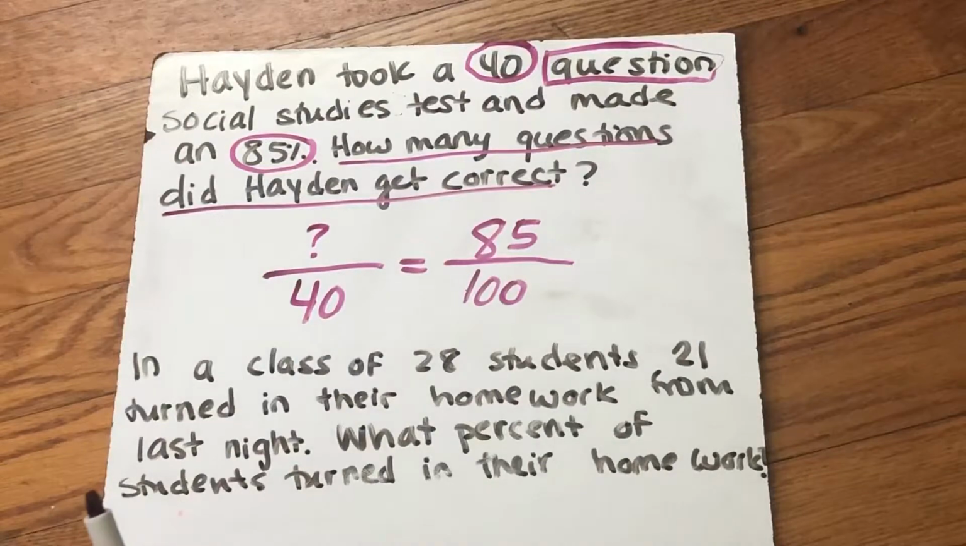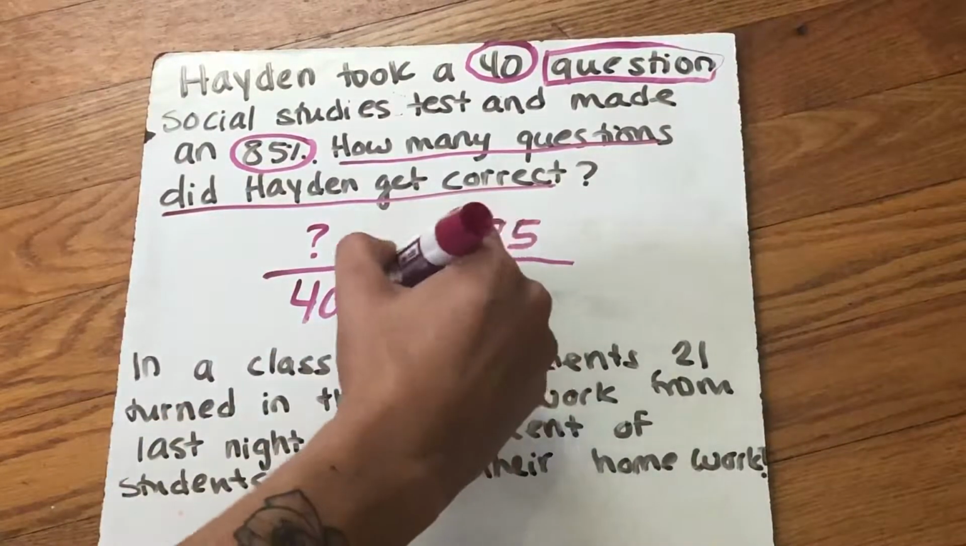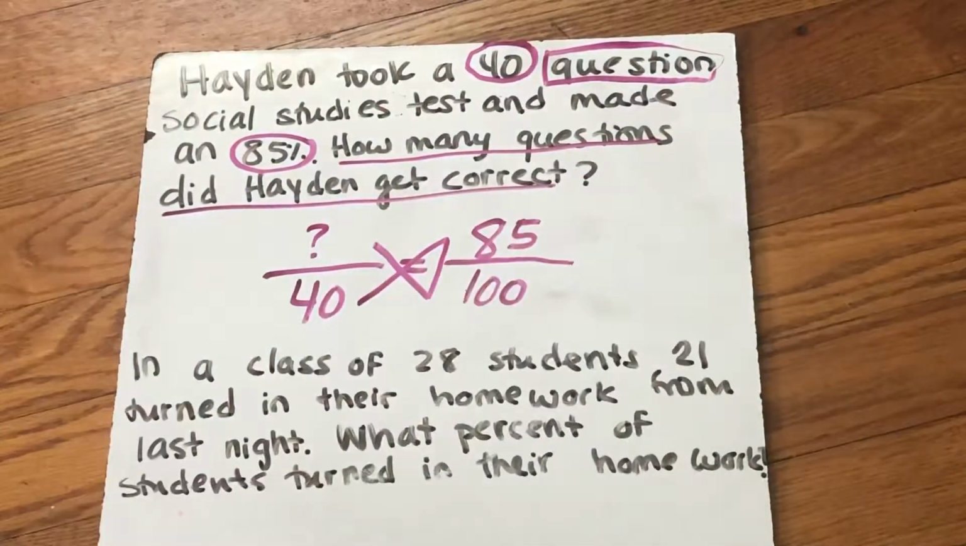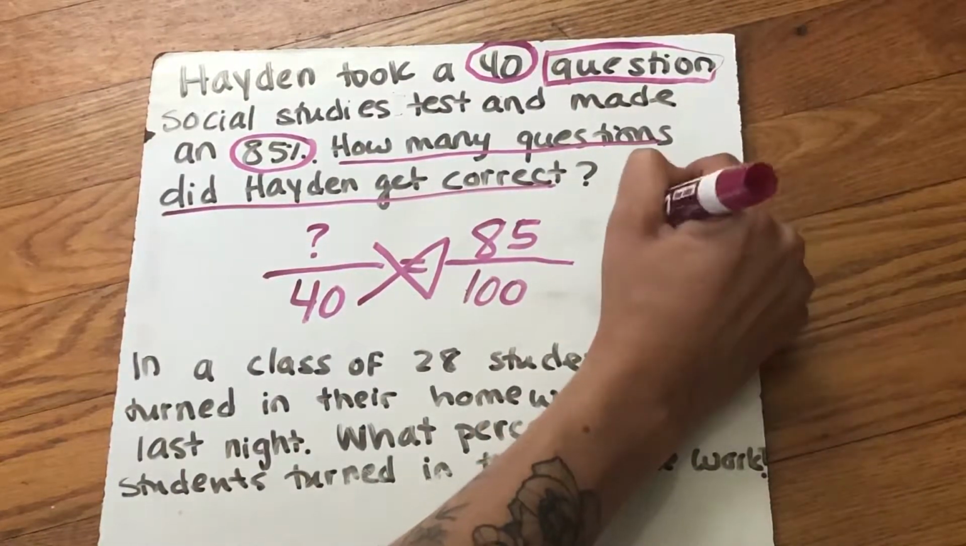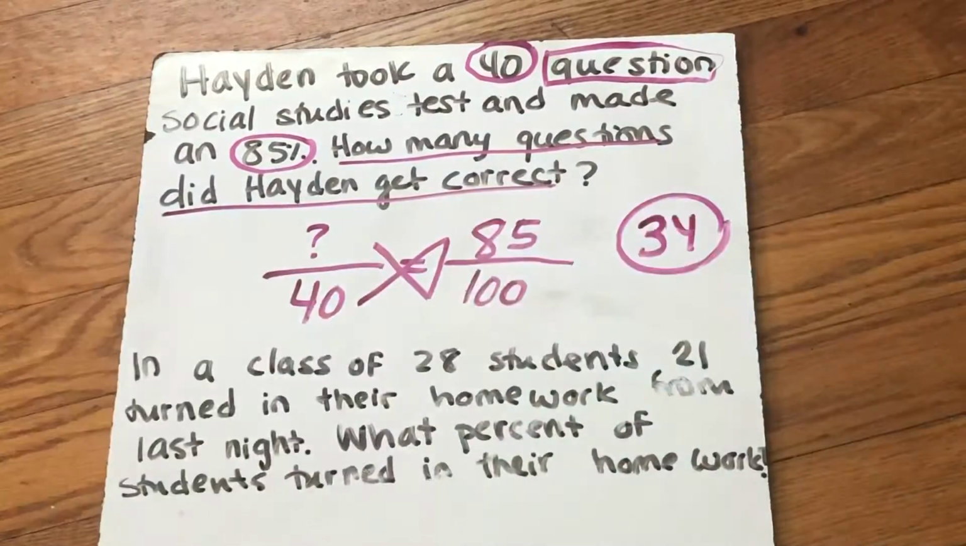So what I'm going to do is I'm going to cross multiply and divide, do my little fish. 40 times 85 divided by 100. And if you type that in your calculator, you would get 34. So Hayden got 34 questions correct. Let's look at one more example.